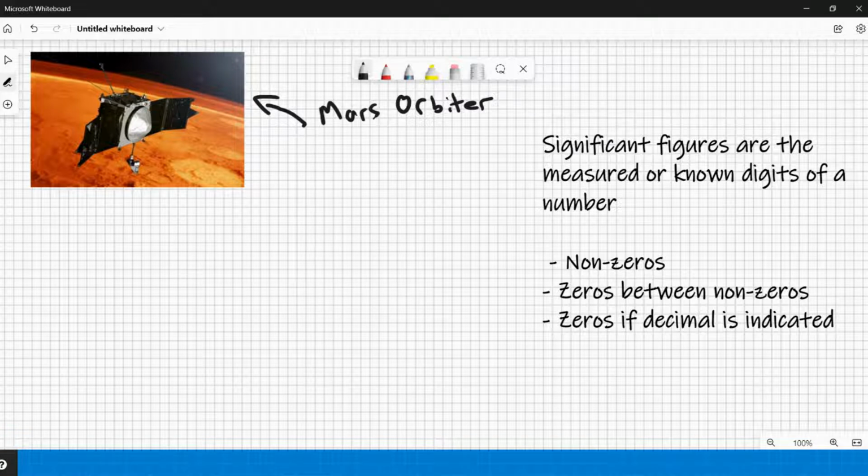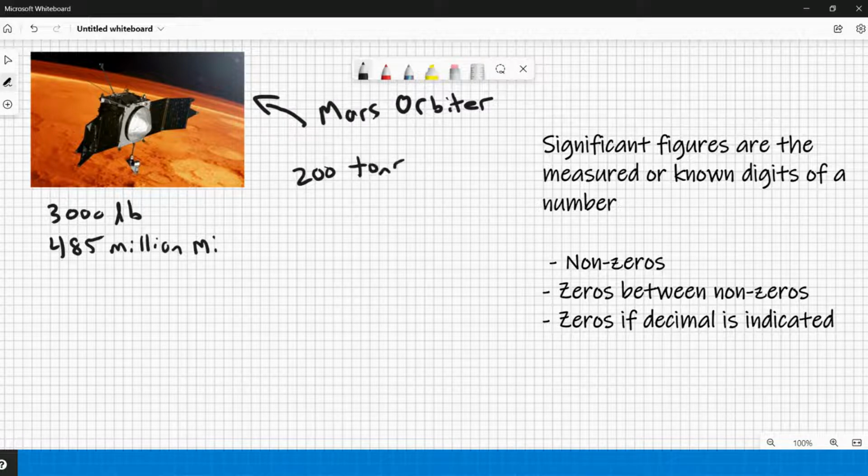The spacecraft weighs around 3,000 pounds in total. It's going to travel around 485 million miles in total. And most importantly, for this conversation, researchers calculate that it will use roughly 200 tons of fuel on this journey. So, my question for you is, if you were planning this trip, how much fuel would you actually pack on the spacecraft? Would you provide exactly 200 tons down to the ounce? Would you add a little bit extra just in case?